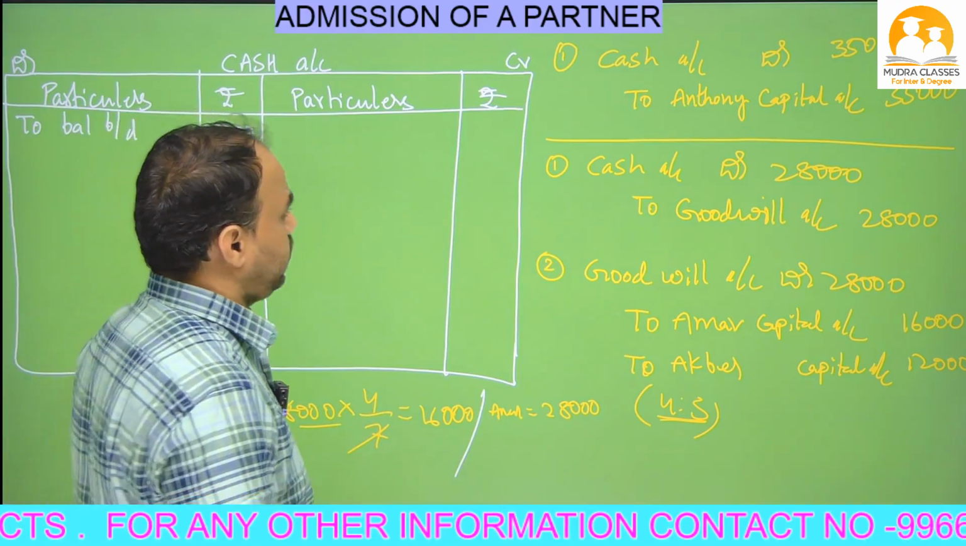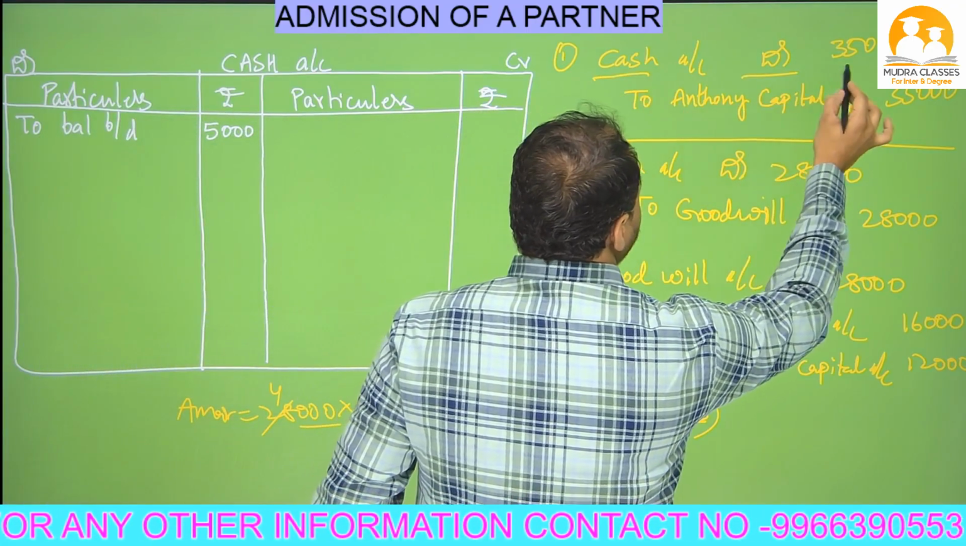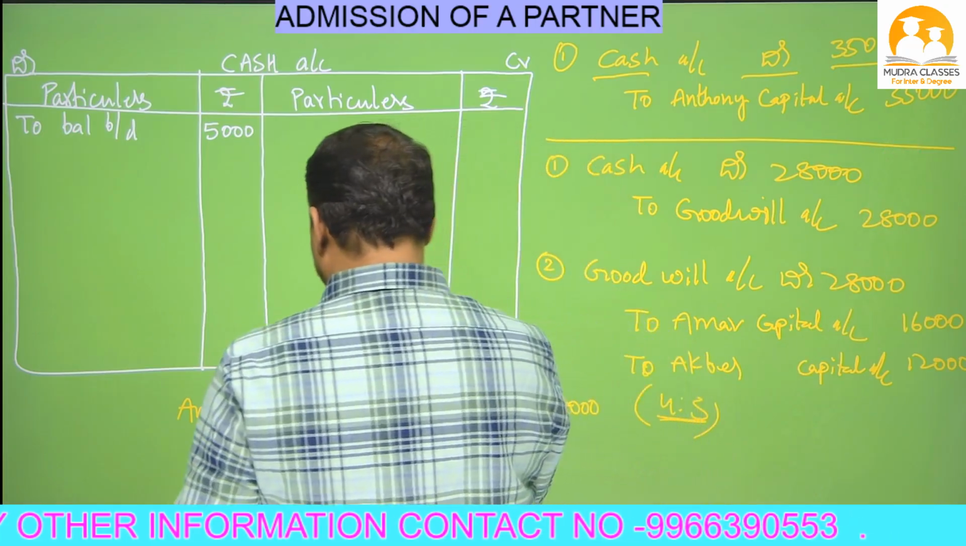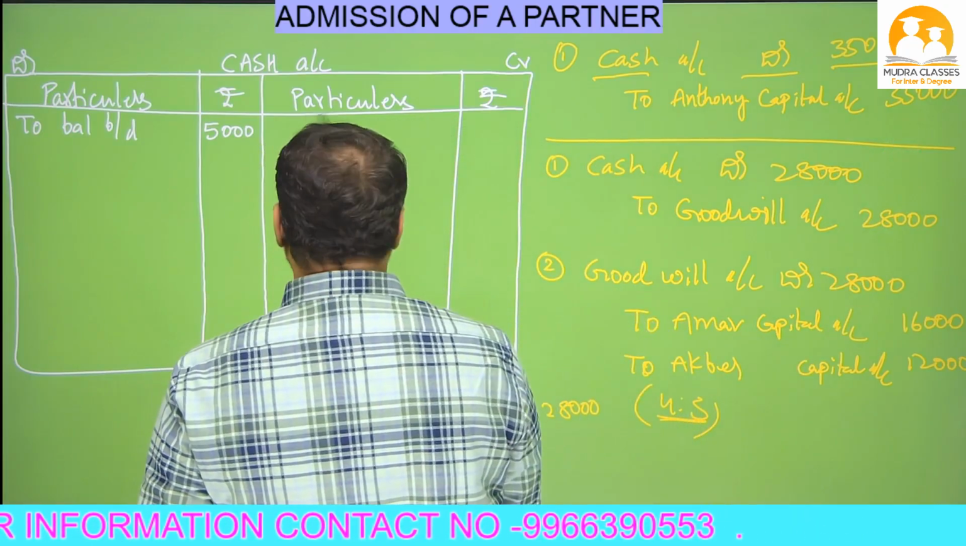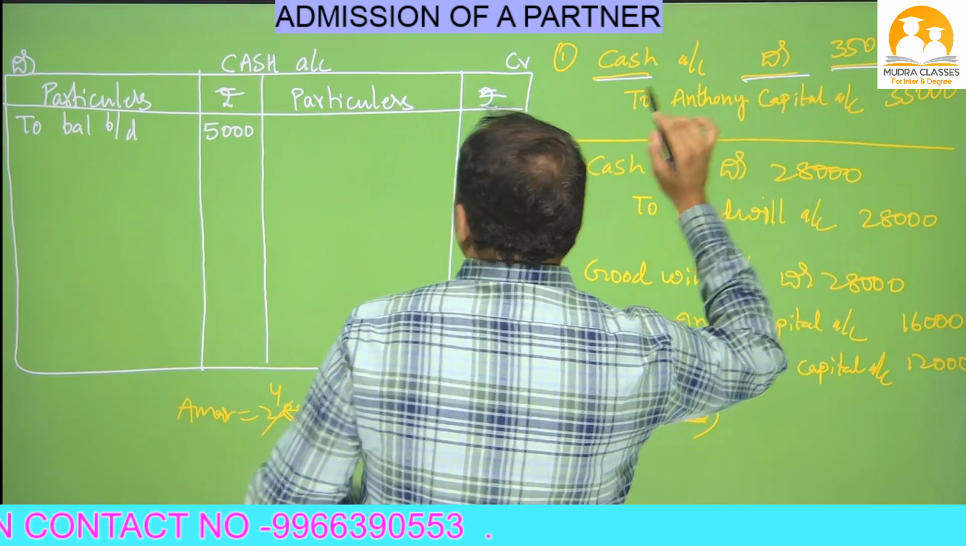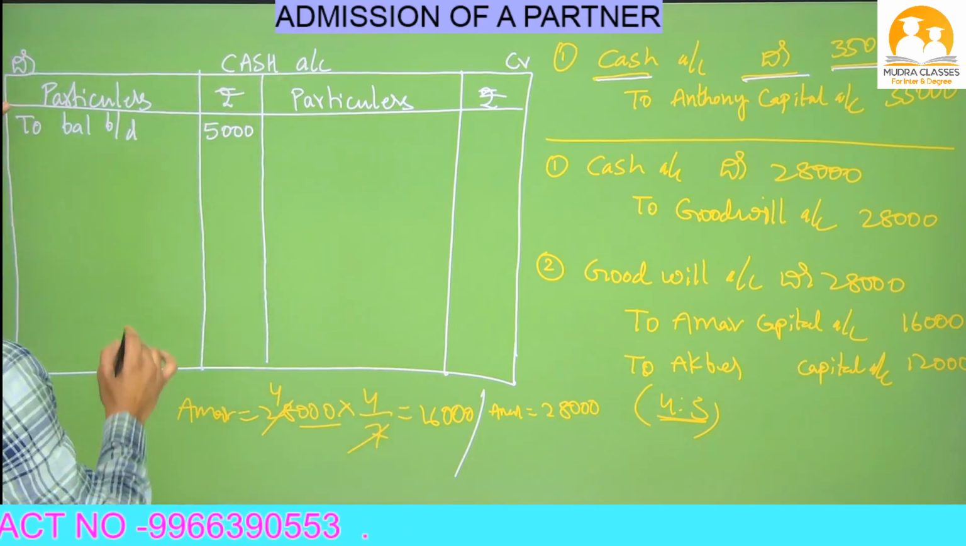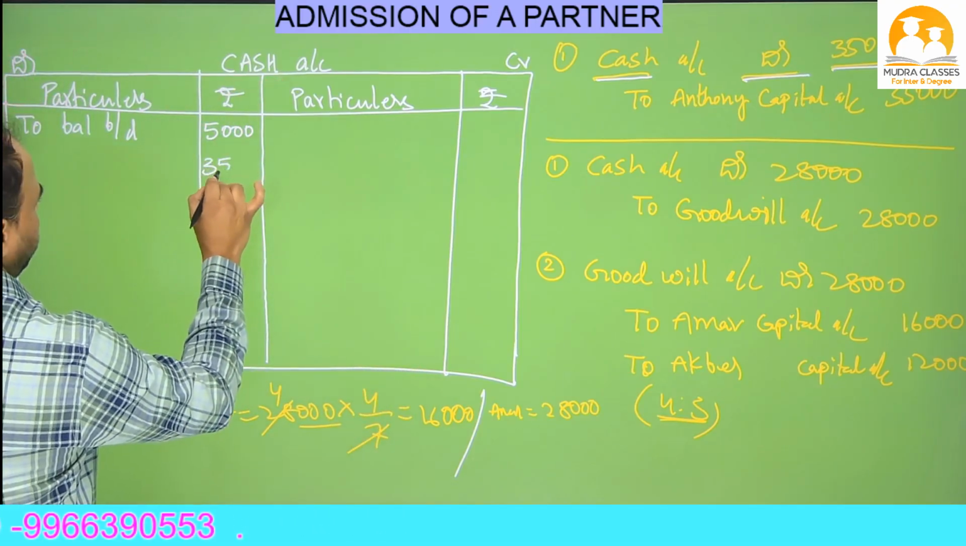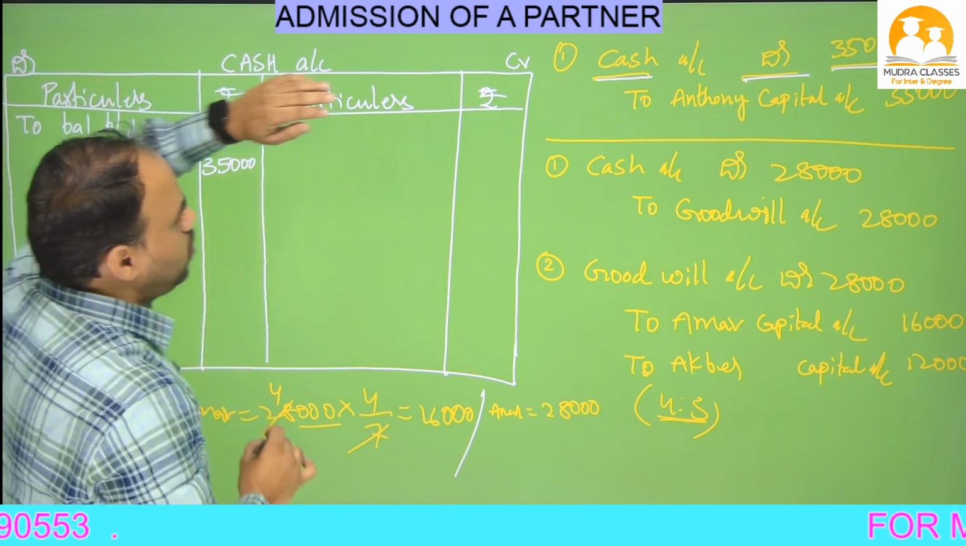ఎలా పోస్ట్ చేయాలి చూడండి. రైట్ ఇన్ క్యాష్ అకౌంట్ డెబిట్ సైడ్ 35,000. Write in cash account. See how to write. Let's see. Write in cash account debit side 35,000. This is cash account. This is the debit side. I written 35,000. Okay. Close this cash beta.